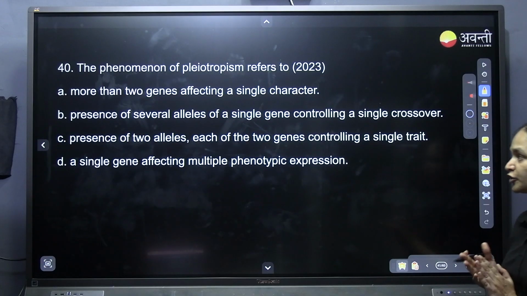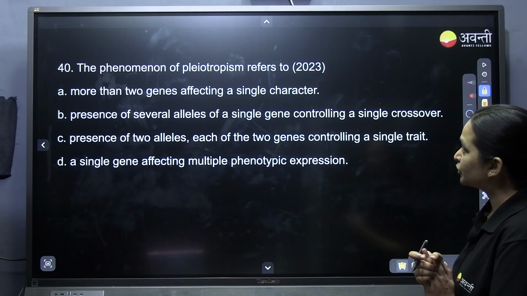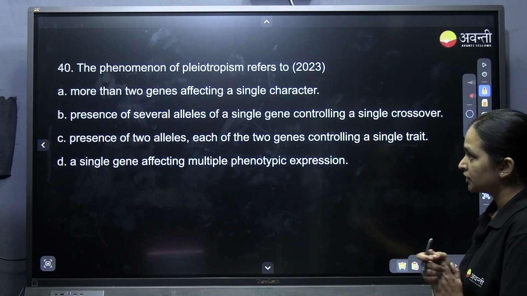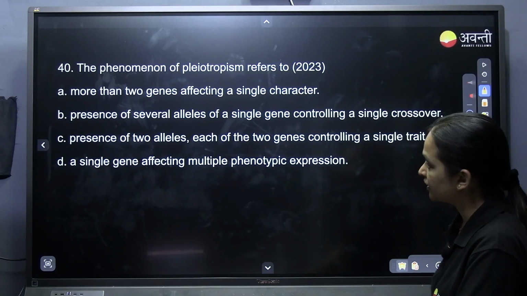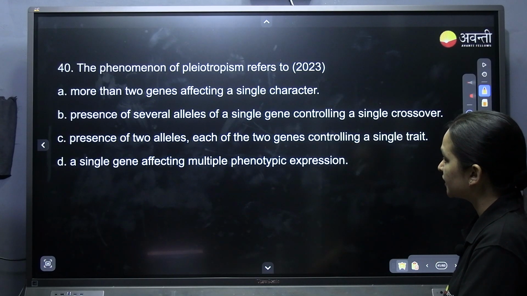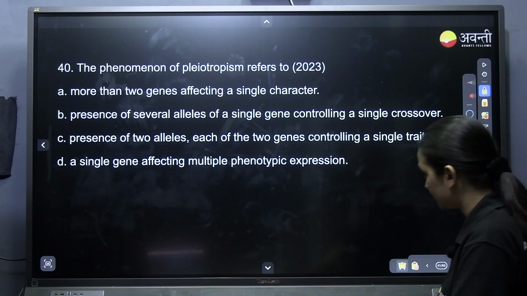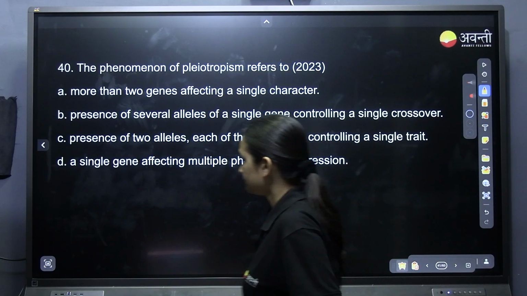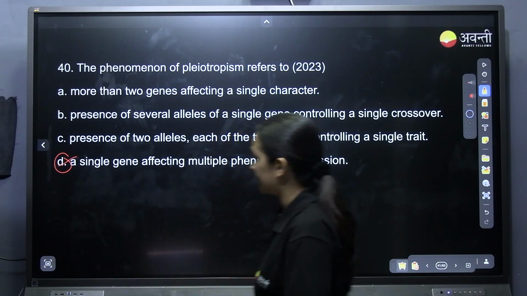The phenomenon of pleiotropism refers to one gene governing more than one character, a single gene affecting multiple phenotypic expressions. Yes. D for Delhi is the correct answer.